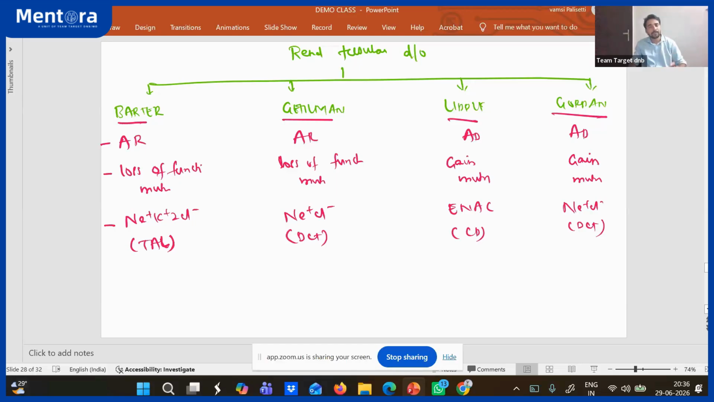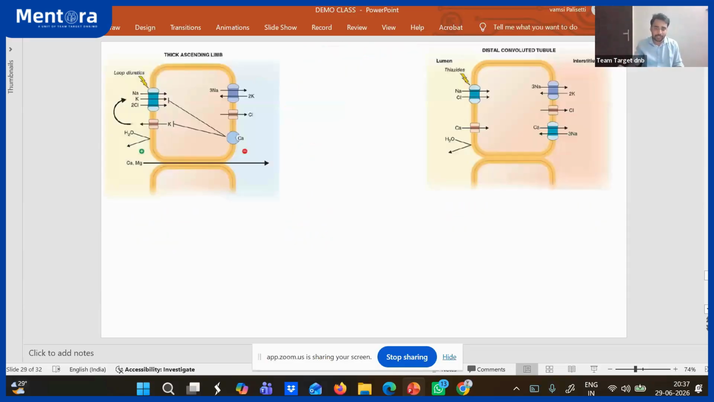This is a basic difference they're asking. Bartter, Gitelman, Liddle, and Gordon. Bartter and Gitelman are autosomal recessive. Liddle and Gordon are autosomal dominant. Bartter is a loss of function mutation in the sodium potassium 2 chloride, which is seen in the thick ascending loop of Henle. And Gitelman is a loss of function mutation in sodium chloride, which is seen in the DCT. Liddle is a gain of function mutation in ENaC channels, and Gordon is a gain of function mutation in sodium chloride. Don't worry, we'll discuss all these things again here. So let us see here the thick ascending limb. This is the sodium potassium 2 chloride pump.